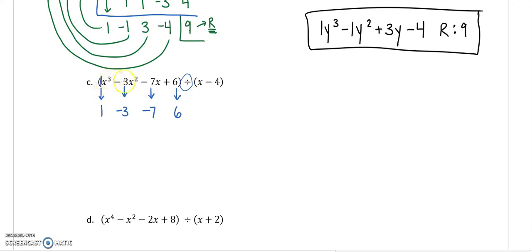Now don't forget to always check in case there's something missing. This was x to the 3rd, then x squared, then x, then a number. So I know there's no missing terms, so I don't have to put that 0 in. But pay attention to that. It's something everybody always forgets, and we don't want you to.